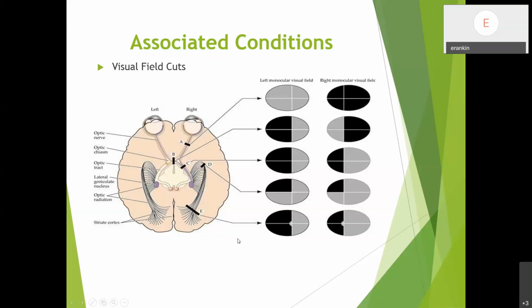Walk back from the optic chiasm to C, and you can start seeing how different pathologies manifest themselves, until you get all the way back to E, where you're not seeing things, in this case, on the left side of the visual field. Is it making sense to people? Okay.